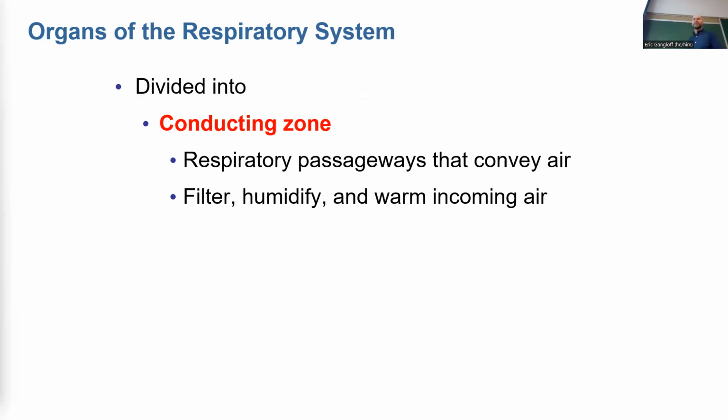So the organs of the respiratory system can be divided into 2 major groups. One is the conducting zone. These are the organs that are associated with moving the air into the lungs where that gas exchange can happen, but none of the gas exchange happens here. And importantly, these structures not only move air, but as they do, they perform 3 important processes.